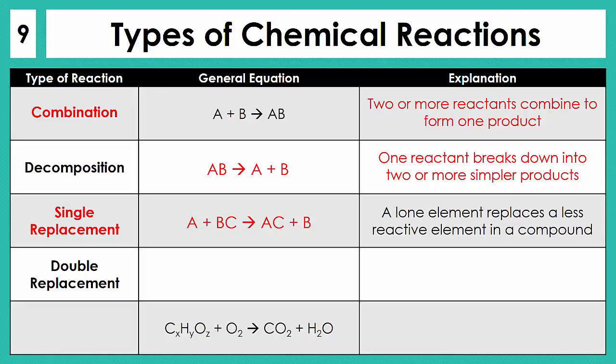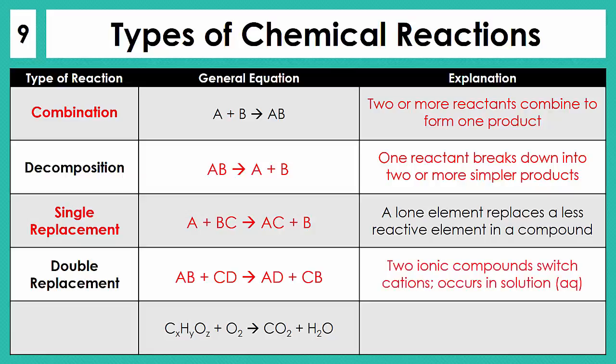Double replacement is kind of like single replacement, except instead of a single element, we have 2 ionic compounds that switch spots. So if I have A and B reacting with C and D, A and C are going to switch places. This usually occurs in an aqueous solution, and it's going to be driven by the fact that one of the products is not aqueous. It has to form something that isn't aqueous. Otherwise, those ions just all float around in the water and nothing happens.